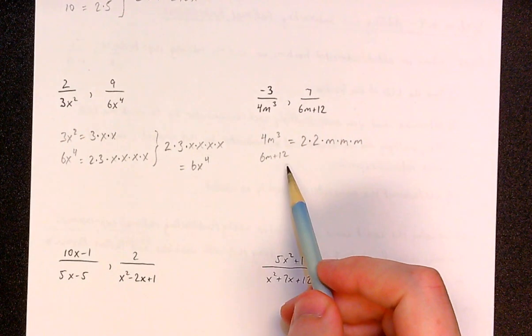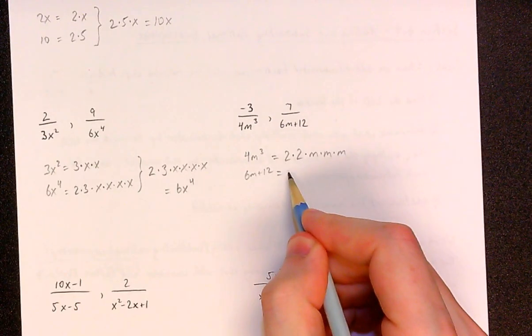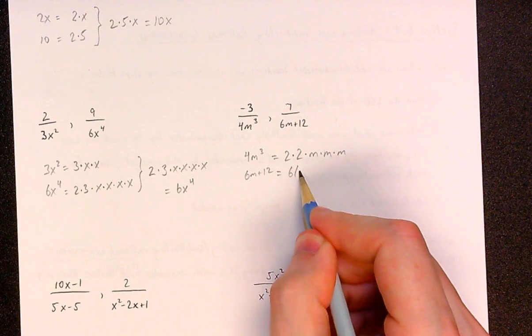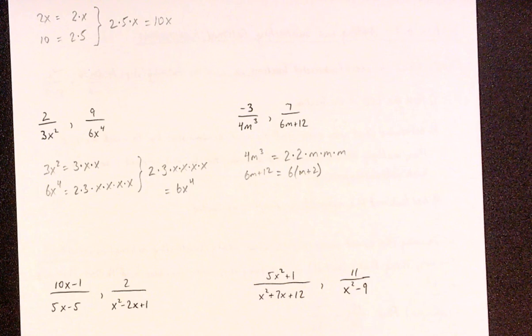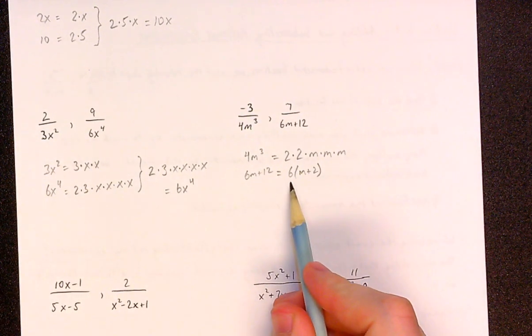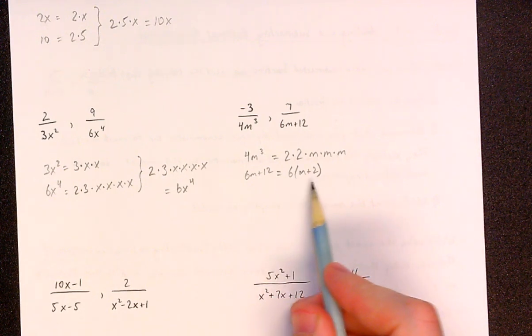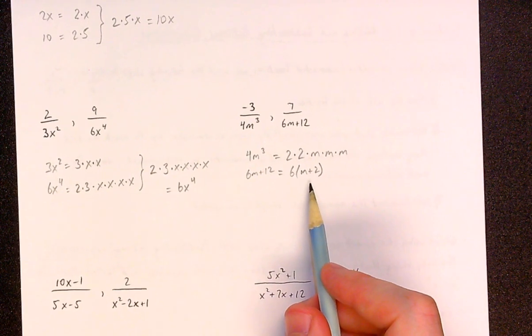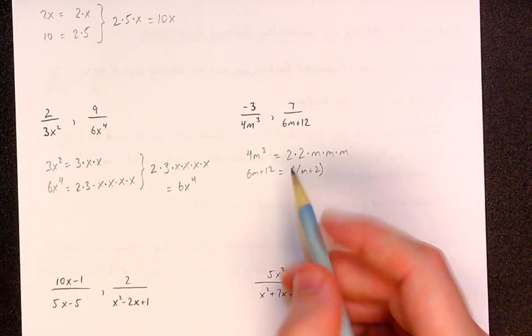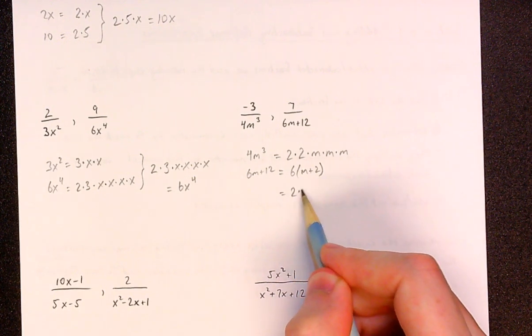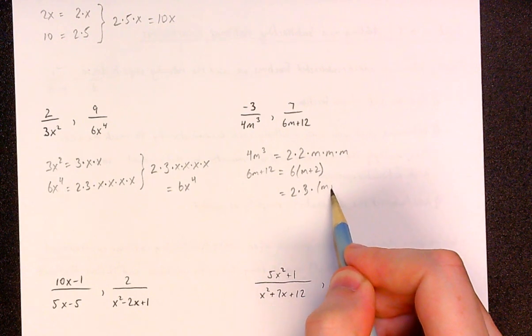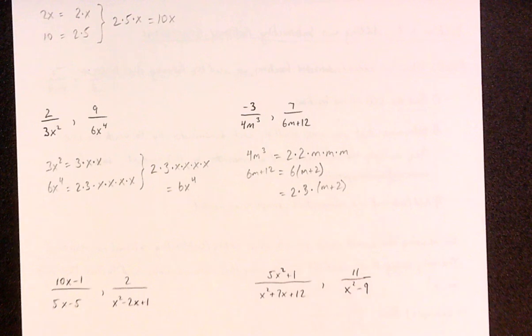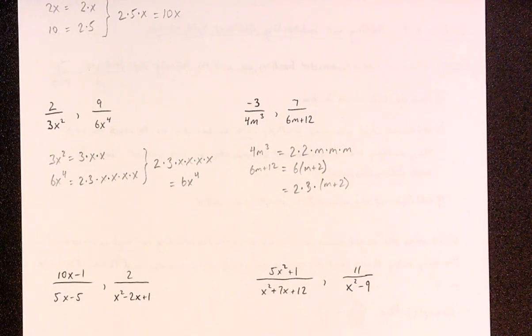6m plus 12 is the same thing as 6 times m plus 2, and that's going to be very, very key here. The 6 we can break down, the m plus 2 we cannot. M plus 2 is its own factor. But the 6 we can rewrite as 2 times 3. And then we're multiplying that by that m plus 2.